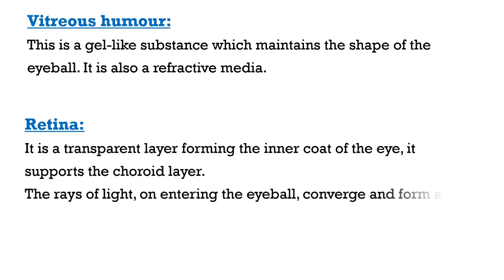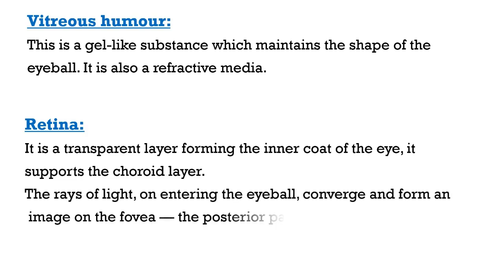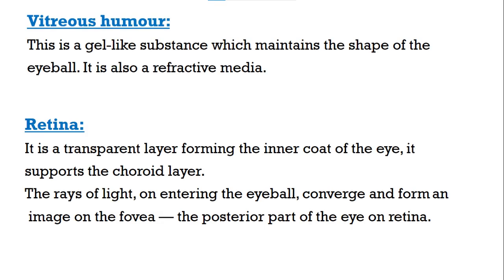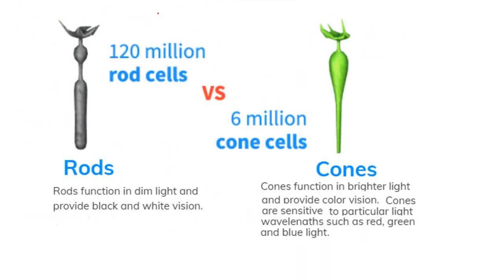The rays of light, on entering the eyeball, converge and form an image on the fovea, the posterior part of the eye on the retina. Cones are responsible for sharp and color vision. Rods are more numerous than cones and much more sensitive to light. Rods are grouped mainly in the peripheral areas of the retina.